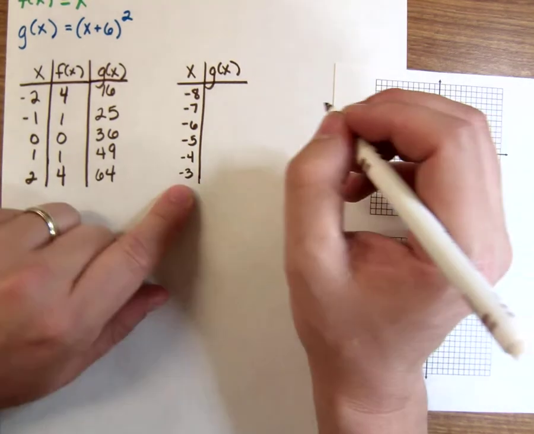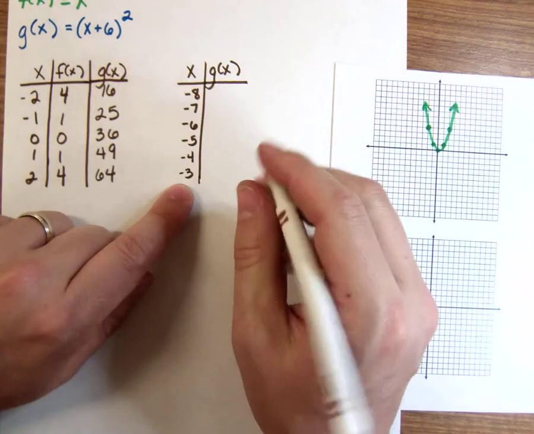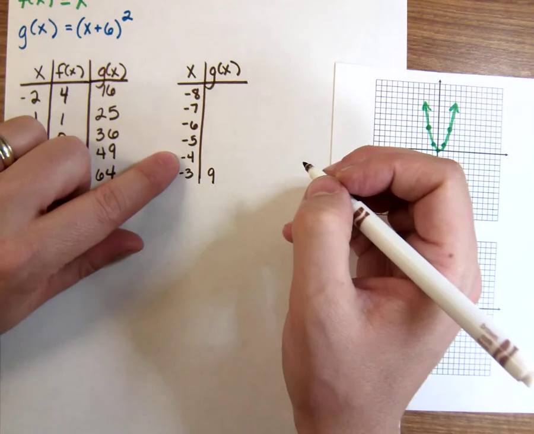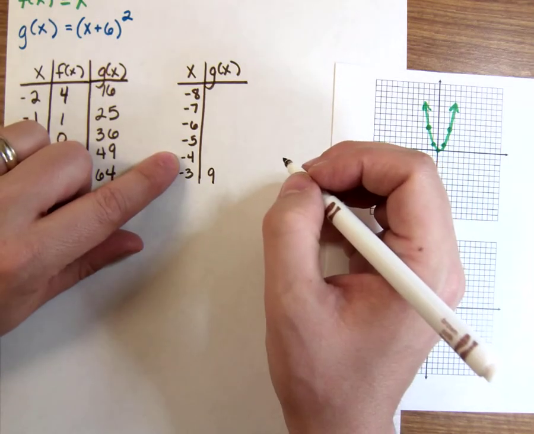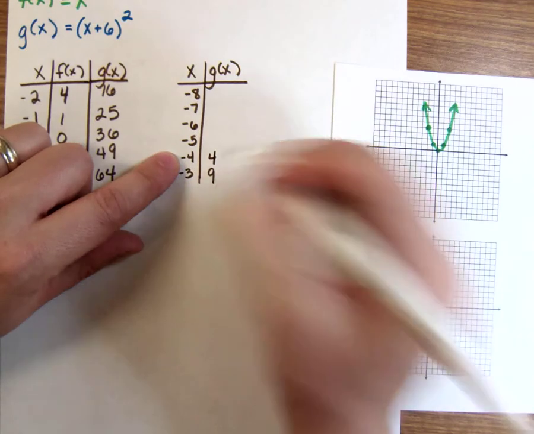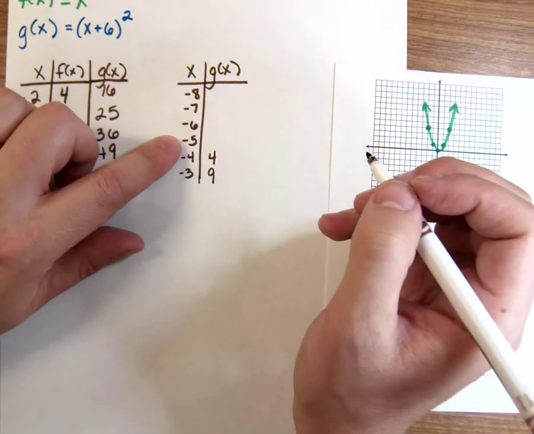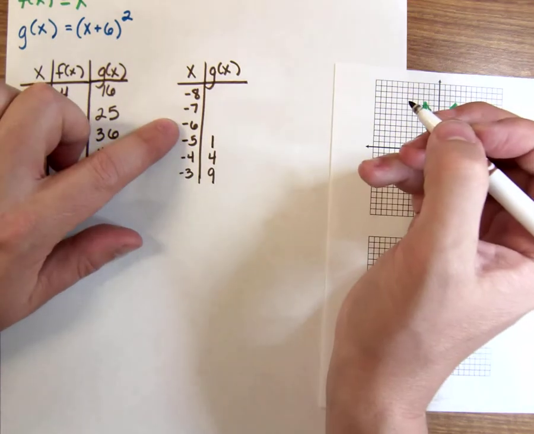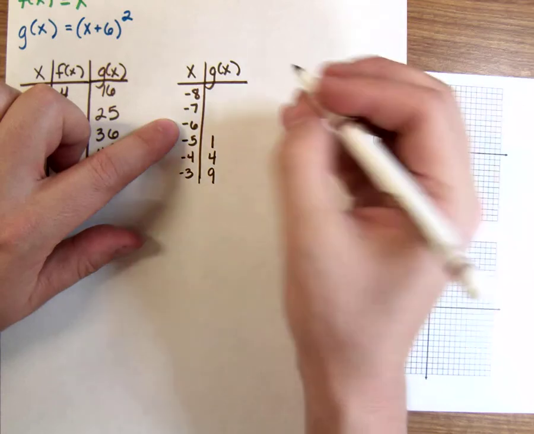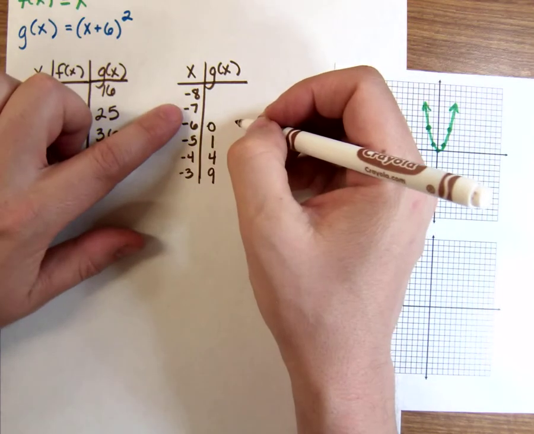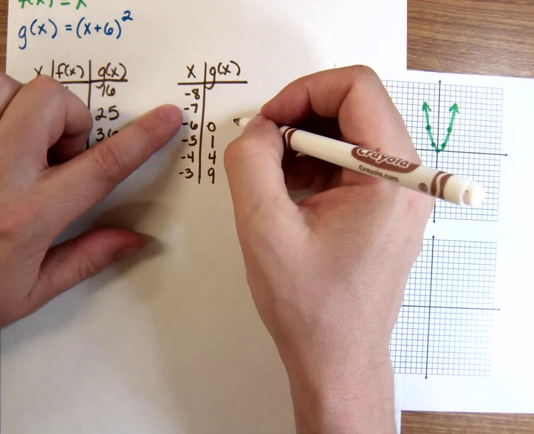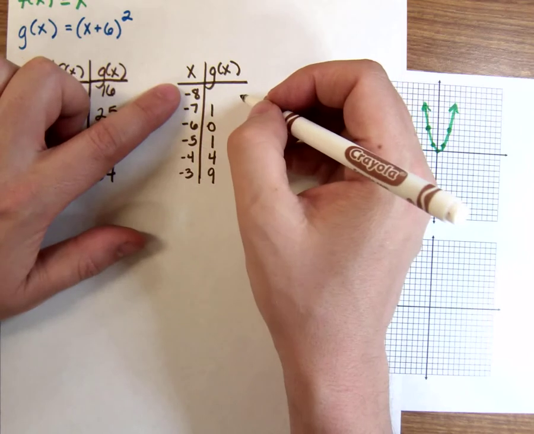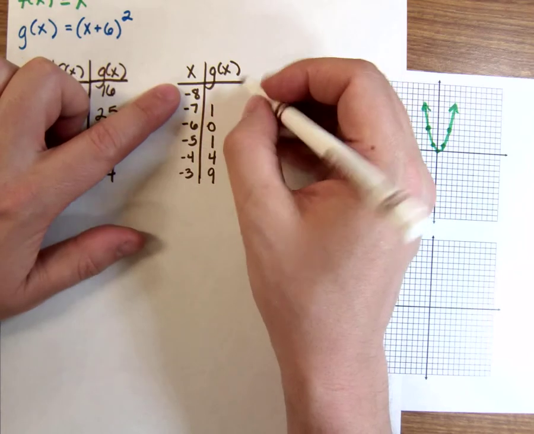Okay, so let's do negative 3. Negative 3 plus 6? 3. Squared? 9. Okay. Negative 4 plus 6? 2. Squared? 4. Good. Negative 5 plus 6? 1. Squared? 1. Negative 6 plus 6? 0. Squared? 0. Negative 7 plus 6? Negative 1. And negative 1 squared? 1. Negative 8 plus 6? Negative 2. Negative 2 squared is?